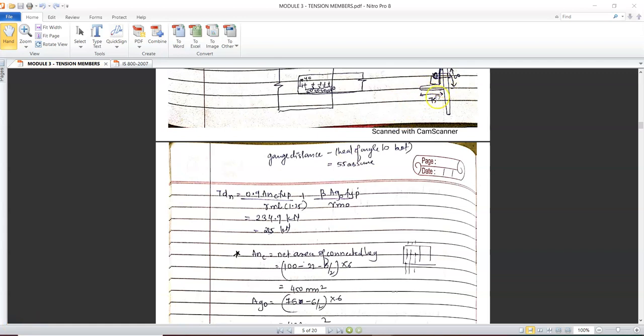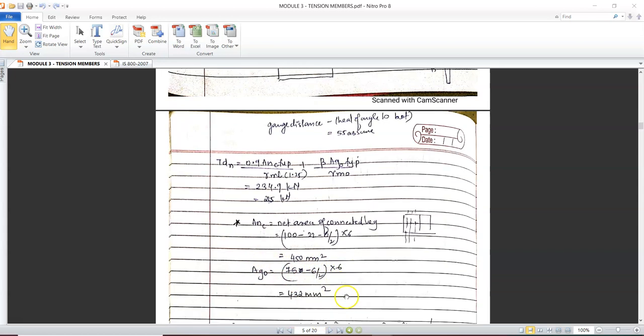75 mm is the outstanding leg. Therefore, gross area of the outstanding leg will be equal to 75 minus half the thickness, 6 by 2 whole, into 6, which works out as 432 square mm. Now ANC is known, AG naught is known. So what we want is beta.